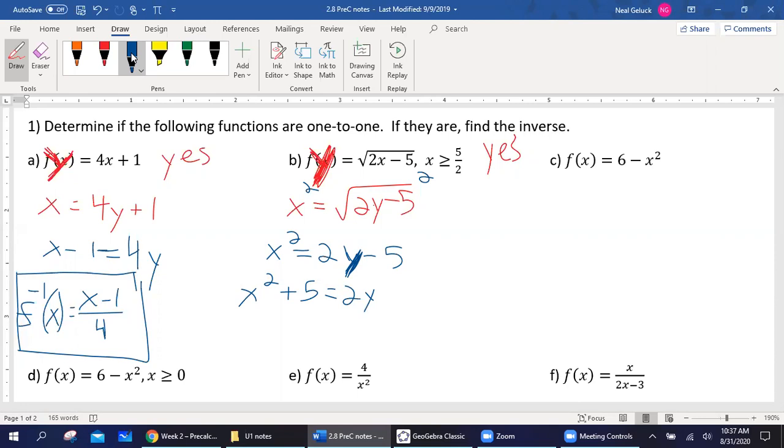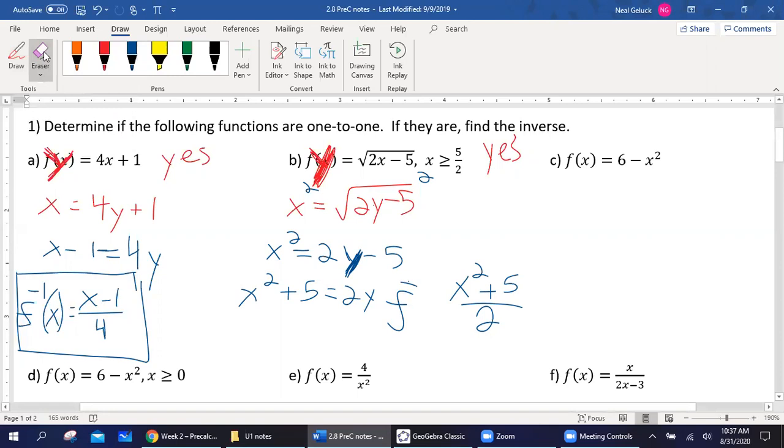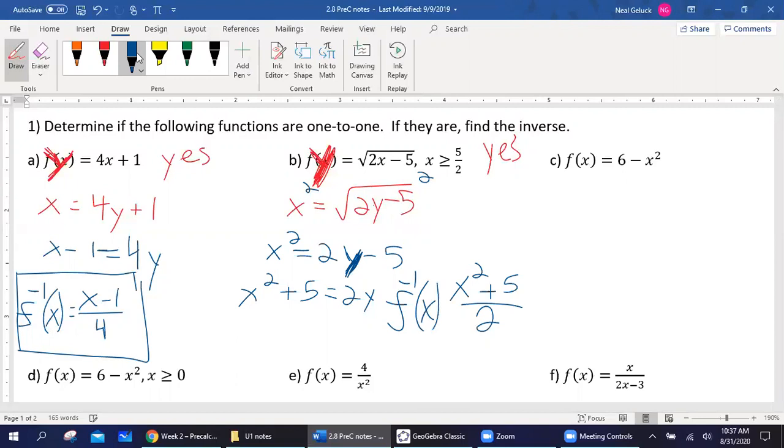And the last step would be to divide by 2. So I'd have x squared plus 5 divided by 2. That's my inverse. Now here, I've got to be a little careful. And this is where a little bit of not just pure do the problem comes in, and I've got to think a little bit. That is a parabola.